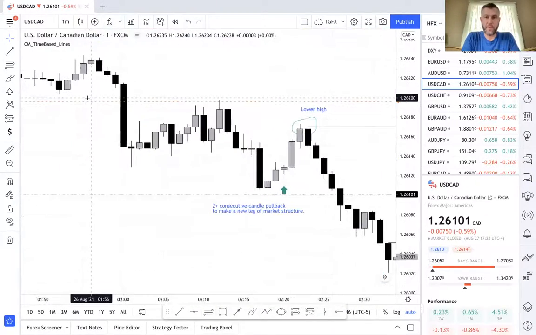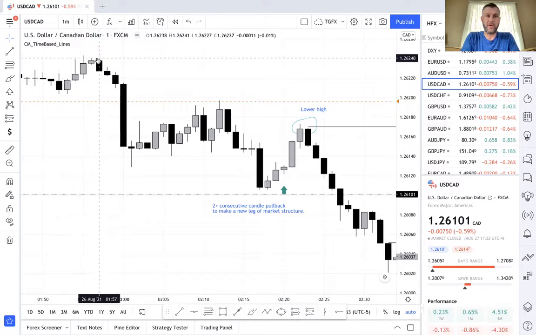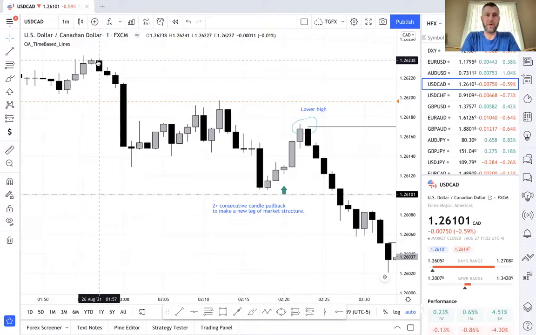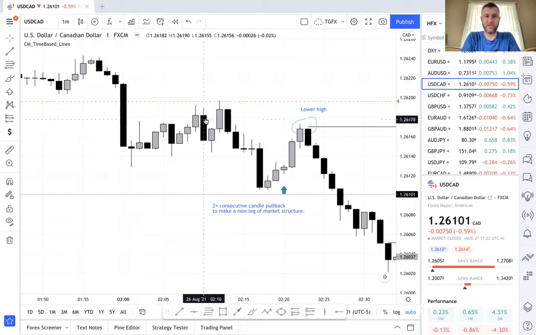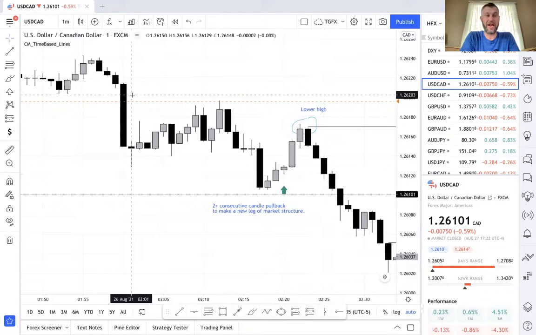Okay. So every time the market makes a 2+ consecutive candle pullback, we consider that a lower high. And then, as it comes down, a lower low when it starts to come back up. So that's the market structure I'm looking for. I'm looking for it right now. It's still making bearish market structure. It'll come up and then drop, come up and drop. We're watching that happen.